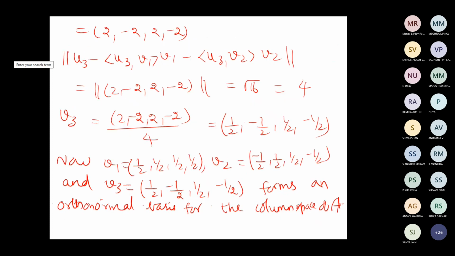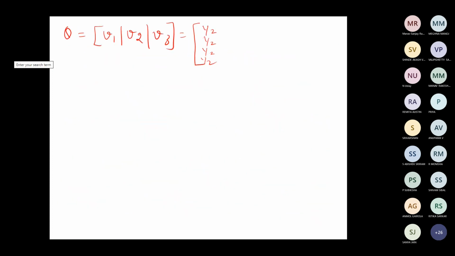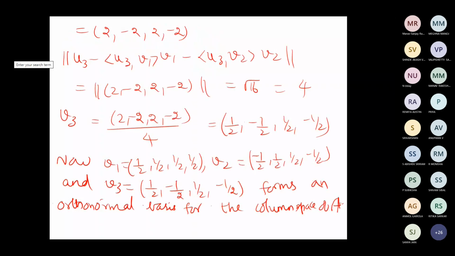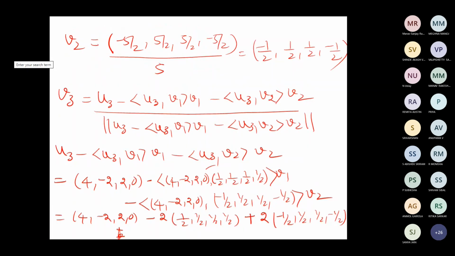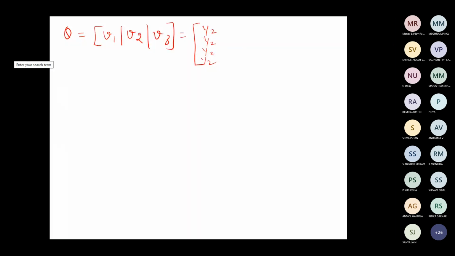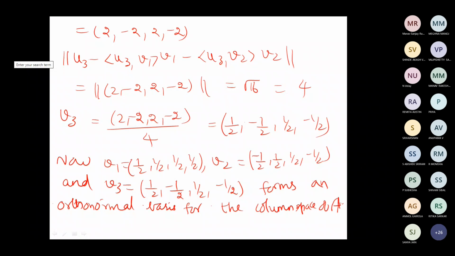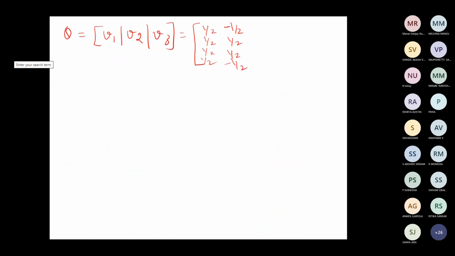Okay, next. So shall we write Q? First vector we have written, Q. V2 I need. V2 is -1 by 2, 1 by 2, 1 by 2, -1 by 2. Okay, what is V3? 1 by 2, minus 1 by 2, 1 by 2, minus 1 by 2. This is your Q.